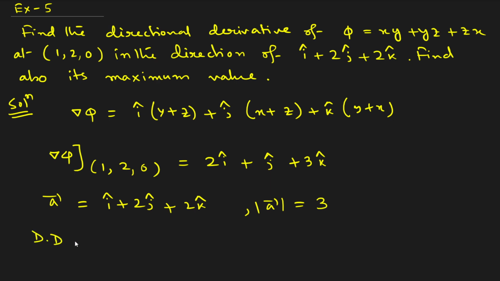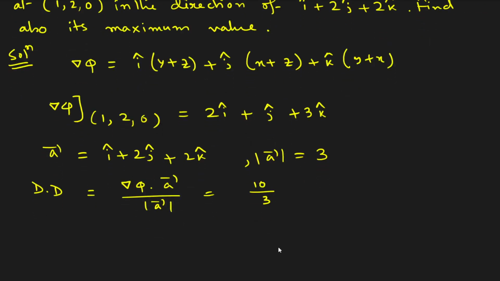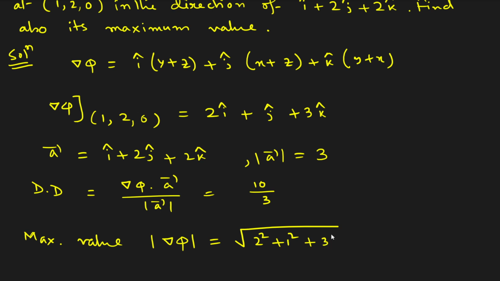So the directional derivative is nabla phi dot A bar divided by modulus A bar. You put all the values. After putting all the values, you will get 10 by 3. Okay, so what is the maximum value? The maximum value is the modulus of gradient phi. So gradient phi is this. It will be root over 2 square plus 1 square plus 3 square. How much is it? Root over 14.